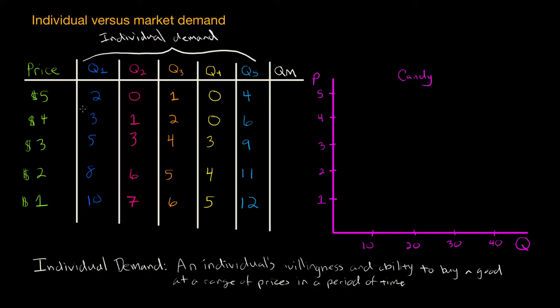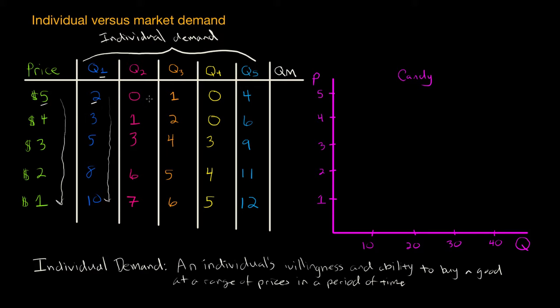Let's study the figures and see if each of these individual demands portray what we learned as the law of demand, the inverse relationship between a good's price and quantity. Notice that individual 1, that's the column here under Q1, demands only 2 pieces of candy per week at a price of $5, but as the price drops, the quantity demanded increases. We can see that individual 1 demands up to 10 pieces of candy in a week at a price of $1.